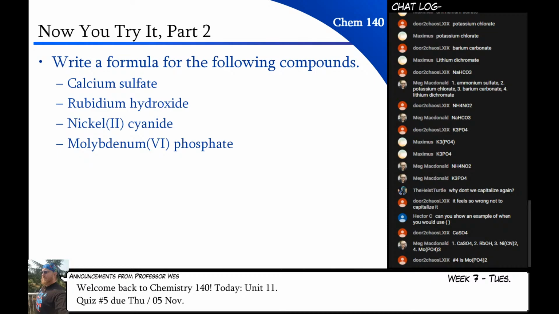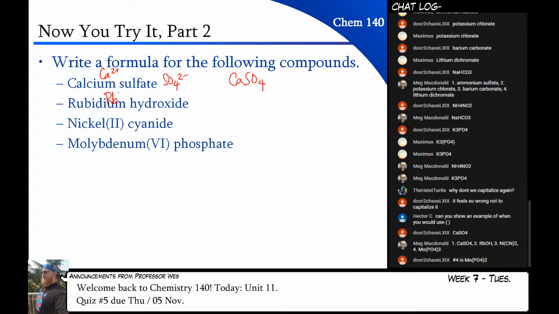All right, I have water back. It looks like some people are posting their answers, so we're good. I'm going to write directly on the slide. We got calcium sulfate, so here's calcium. Here's sulfate. Just put them together. 2 plus and 2 minus, so let's cancel out. Just need 1 each.